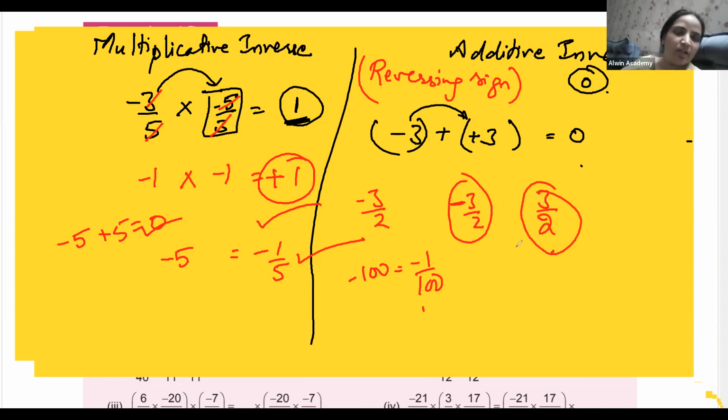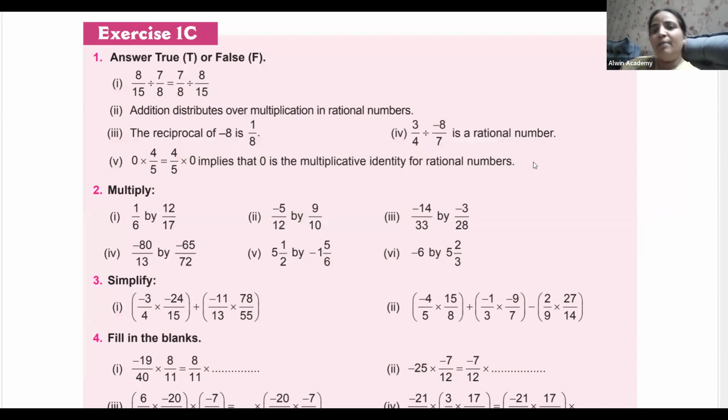Very good. Okay, Sridhar, what is the additive inverse of minus 100? Ma'am, additive inverse of minus 100 is 100, ma'am. Very good. Positive 100. Got the concept of both the inverses? Yes, ma'am. Additive inverse, you simply reverse the sign, and multiplicative inverse, you flip the number. And multiplicative inverse is also called reciprocal.